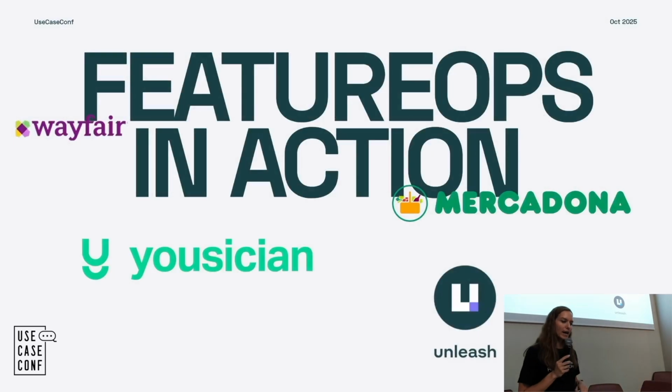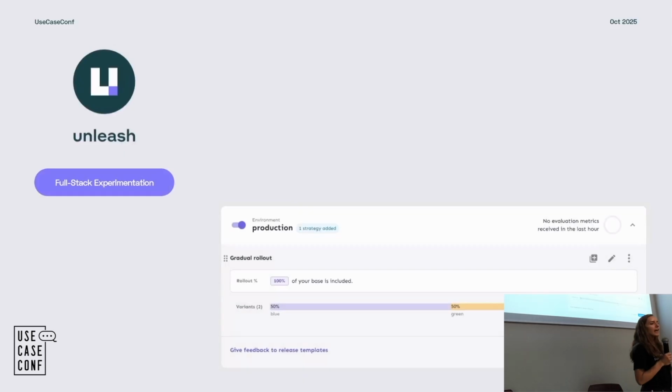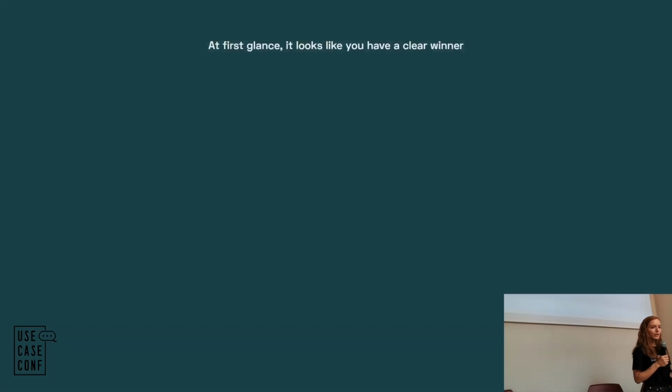Okay, the last example I have is from Unleash, which is where I work. And our engineering team uses feature flags for pretty much everything. But recently, our marketing team started using it as well to improve the experience on our website. And what they found is that when you run an experiment, at a quick glance, it looks like you have a clear winner.